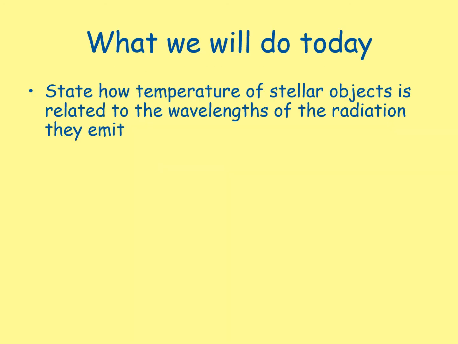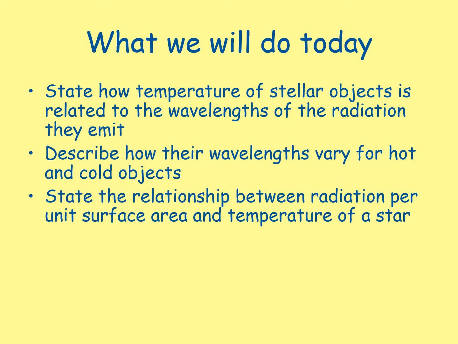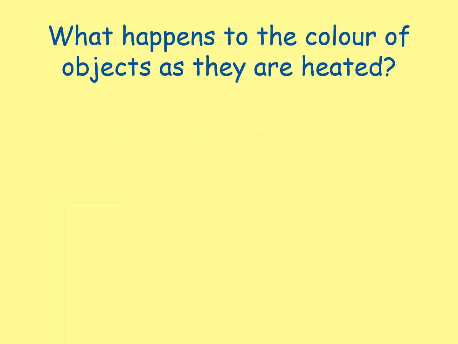What we will do today is state how temperature of stellar objects is related to the wavelengths of the radiation they emit, describe how their wavelengths vary for hot and cold objects, state the relationship between radiation per unit surface area and temperature of a star, and describe the Big Bang theory, and give evidence to support the Big Bang theory. The Big Bang theory.